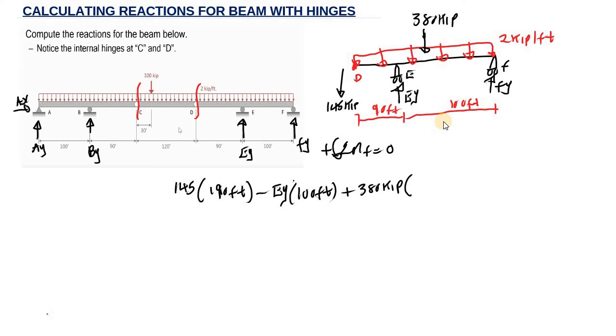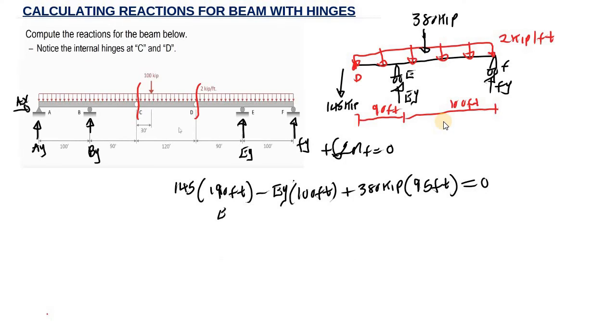So this is multiplied by 95 feet, not kip. I'm sorry for that. This is 95 feet because this is a distance. So it's going to be in feet. Then we don't have any additional force. So this is equal to 0. So all you need to do, you just need to use your calculator to calculate for EY. It is very easy now.